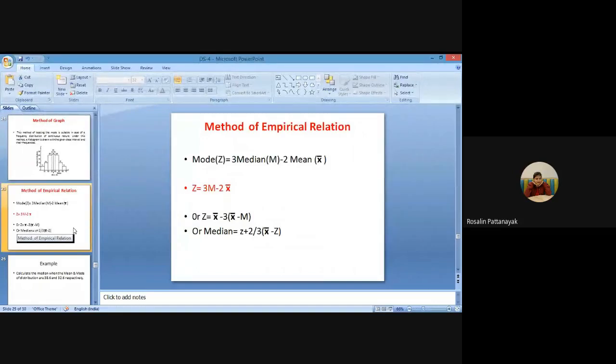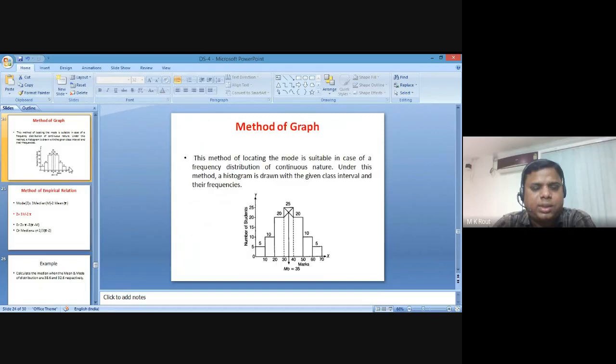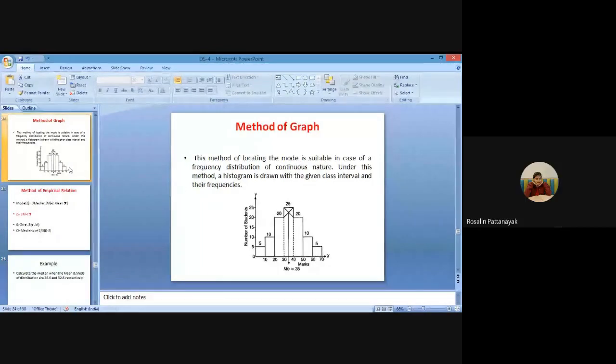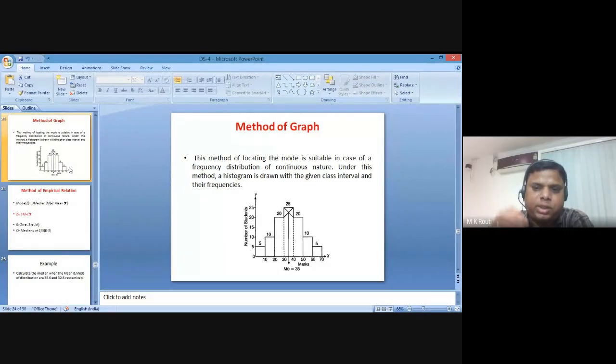Sir, is there no example of the histogram? In case of the histogram or method of graph, this is not included in your syllabus. I'll just quickly show the definition only. No question will appear because, in case of online as well as offline exams, they do not provide you the graph. That's why this is directly eliminated in your semester examinations.